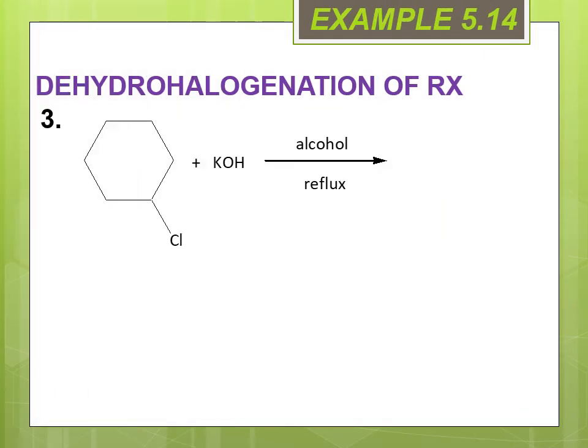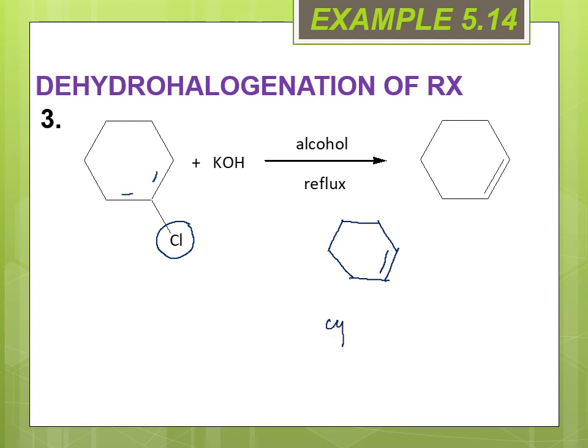Next, let's look at question number 3, where here we have cyclohexane with a chlorine substituent on one of the carbons. So what we're going to form is a simple cyclohexene where the double bond can be formed either here or here. Nevertheless, it's going to be the same product, which is named cyclohexene.